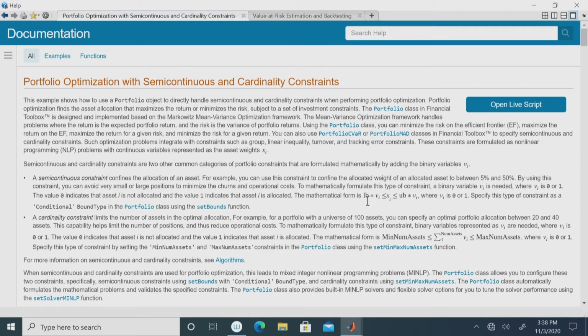So, x_i will lie between lower bound LB times v_i, and be less than or equal to upper bound UB times v_i. That means that the weight of the ith asset, in case v_i is equal to 1, is going to lie between the lower bound LB and the upper bound UB that you have decided to permit for this particular asset. And remember that this is the case when v_i is equal to 1, and of course, when v_i is equal to 0, as I have already mentioned, x_i is going to be equal to 0.